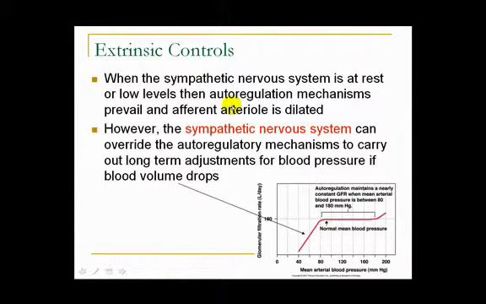So what happens is if blood pressure significantly drops, your autoregulation can't do anything about it. And what will happen is then your sympathetic nervous system will have to kick in. So this is when your sympathetic nervous system kicks in when blood pressure drops significantly. And this sympathetic nervous system can override the autoregulatory mechanisms, okay, to carry out long-term adjustments for blood pressure if blood volume drops. So what this means is your body has to kind of pick and choose what's most important.